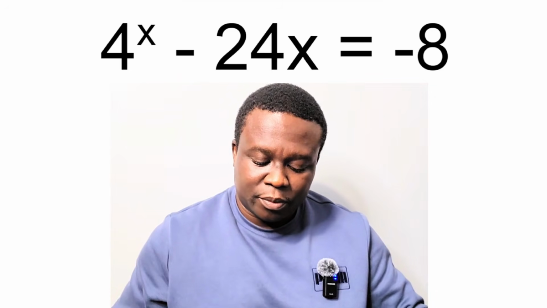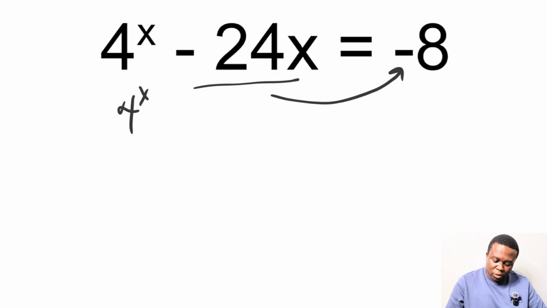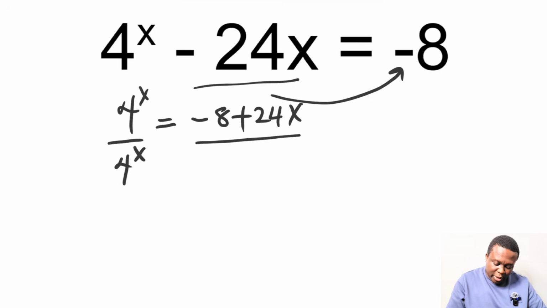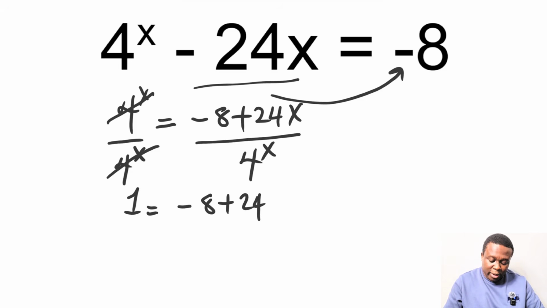Let's do it together. Right, so we're going to start by moving 24 to the right-hand side. So we have 4 raised to the power x equals minus 8 plus 24x. So if we divide through by 4 to the x, that's what we have there as 1. Okay, so now we have 1 is equal to minus 8 plus 24x divided by 4 to the x.